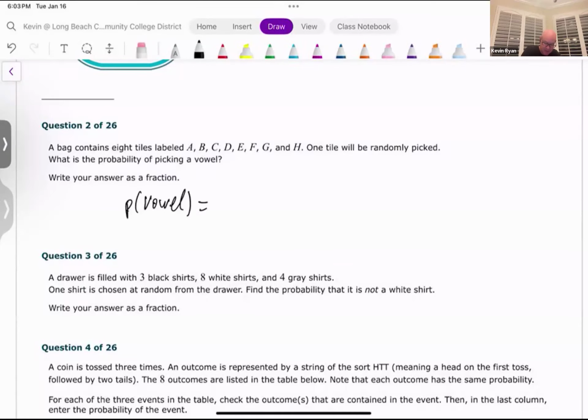First of all, my denominator is 1, 2, 3, 4, 5, 6, 7, 8. 8 letters total. And how many vowels are there? I'm seeing here. I'm seeing here. I'm just seeing 2 vowels. And again, you can leave this unreduced or reduced. Both answers are acceptable.